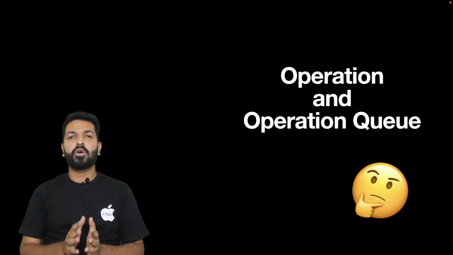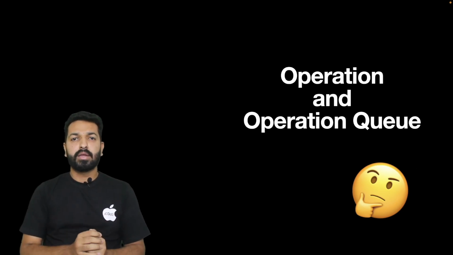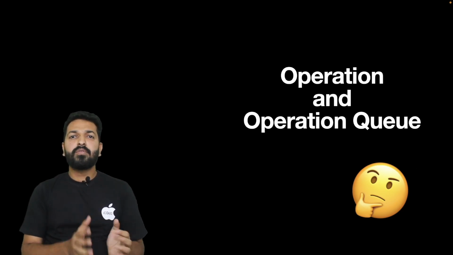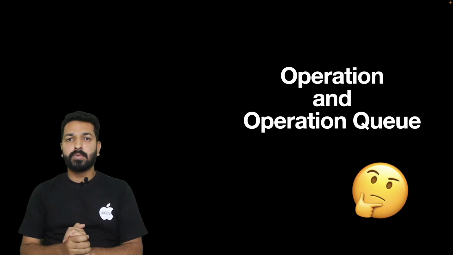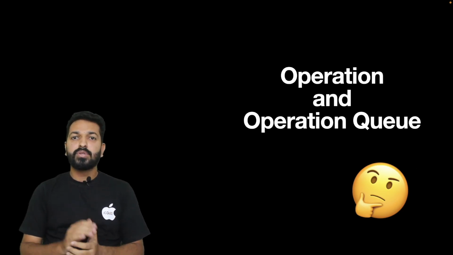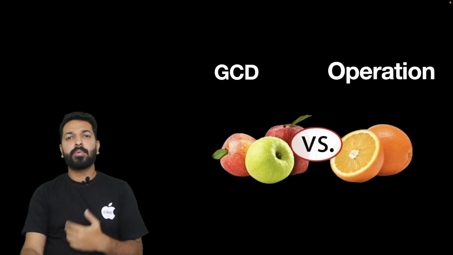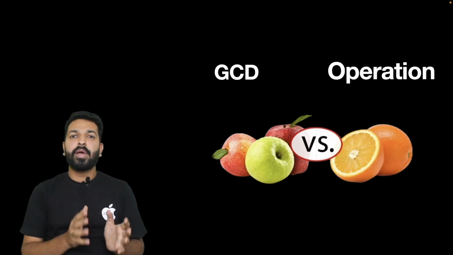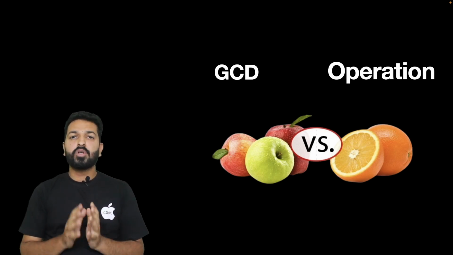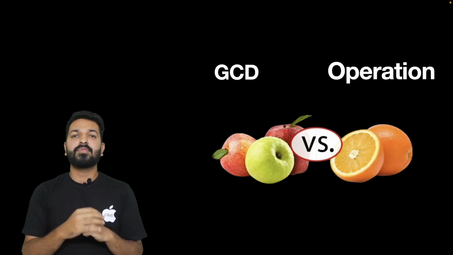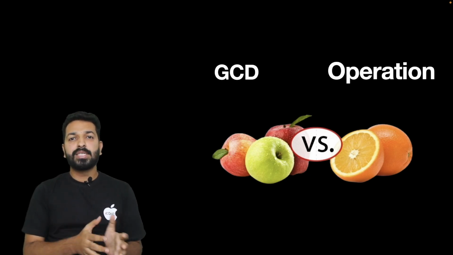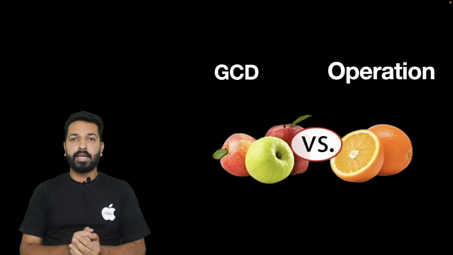Why do we need operations or operation queue or whatever it is when GCD is already there? We saw almost every use case being solved by GCD, then why this new stuff? And if it is there, then where should we use GCD and where should we use operation queues? What's the difference? So if we are trying to compare GCD and operation queues, we are trying to compare apples with oranges. This is because operations are something that are built on top of GCD. They internally use GCD, so how can we compare these two APIs?